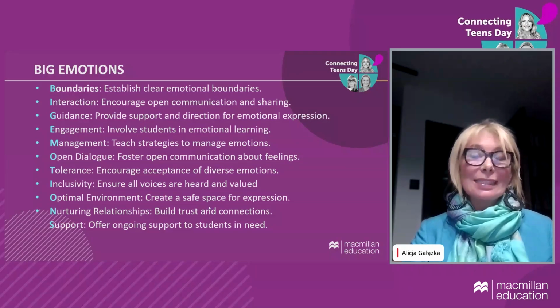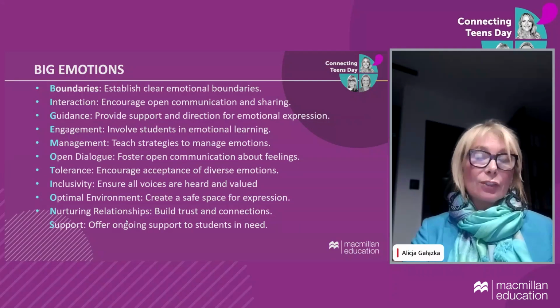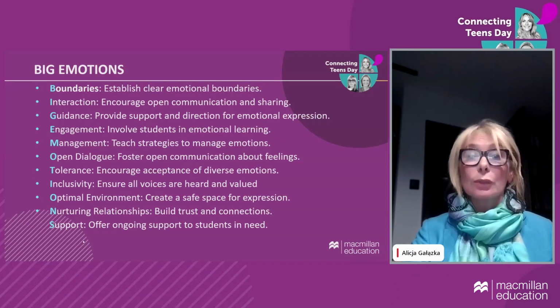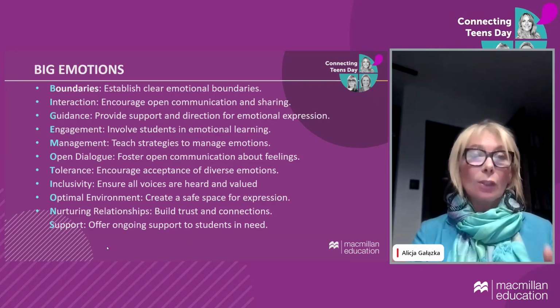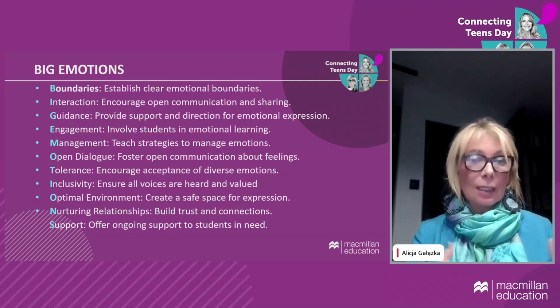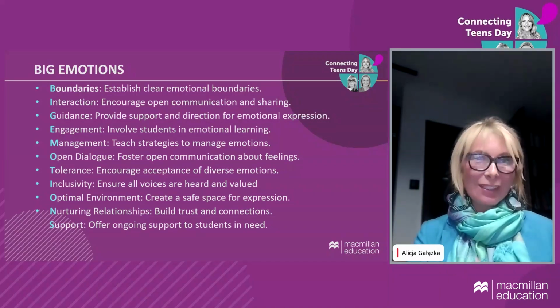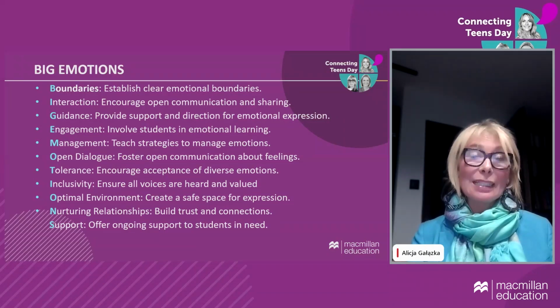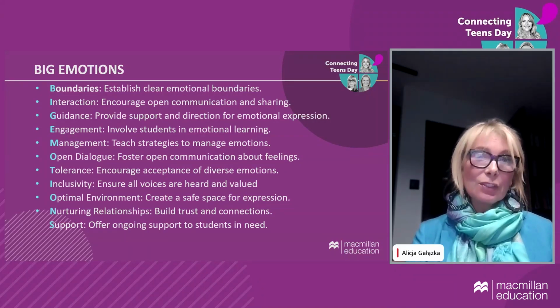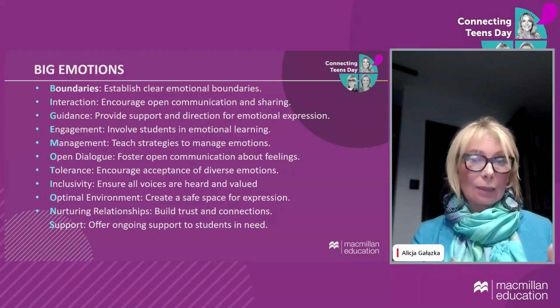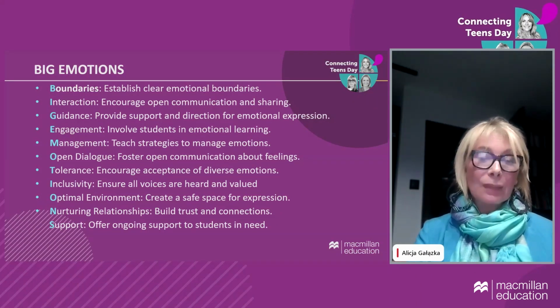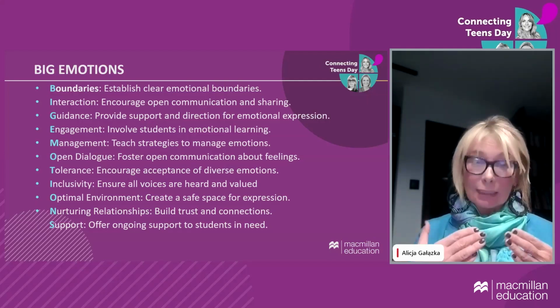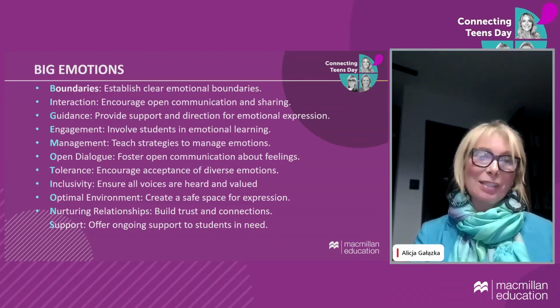So optimal environment: create a safe space for expression. Nourishing relationship: build trust and connections, as I told, and support, offer ongoing support to students in need. If they know that they can come and talk to you about anything, what worries them, you won. This is actually the victory, because it means that the students trust you and you are a significant person in their life, which I think is important, especially, as I said many times, in this moment of their developmental stage. Significant others, sometimes I call them lighthouses, because we never know what's happening, as I said before, in a kid's family, and teachers can play a vital role and can really make a difference.